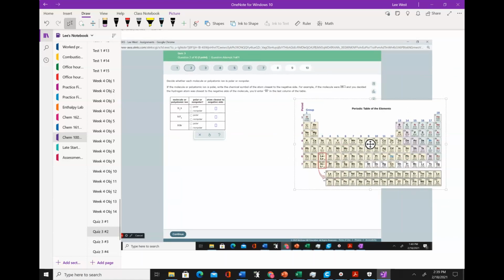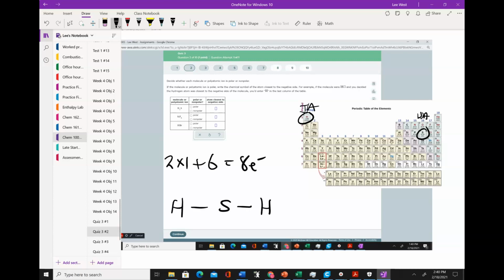So H2S is our first one. Hydrogen's in group 1A, sulfur is in group 6A. So there it is, hydrogen and sulfur. So 2 times 1 for the hydrogen, and then 6 for the single sulfur. That gives me a total of 8 electrons. Hydrogen is never the central atom, which means that sulfur must be. Connecting each of the 2 hydrogens uses up 4 electrons, and that leaves 4 electrons for everything else.